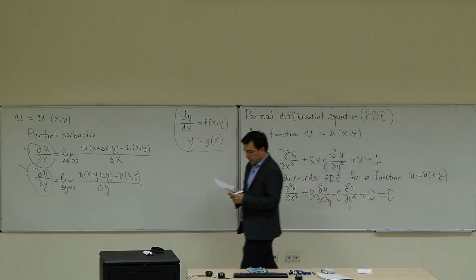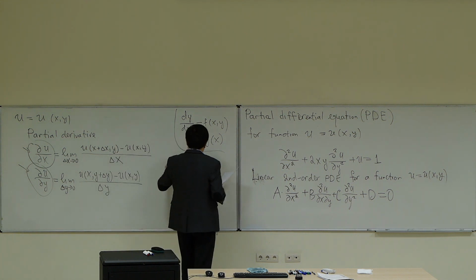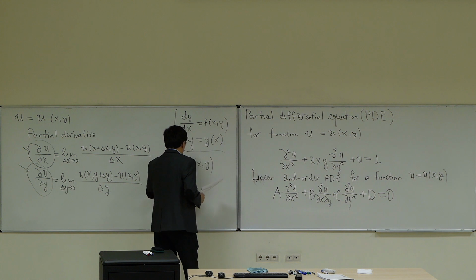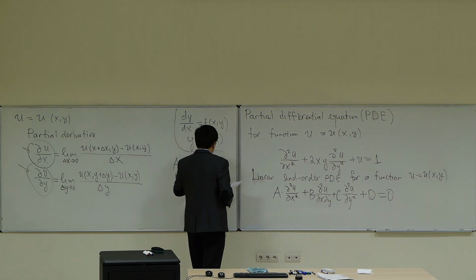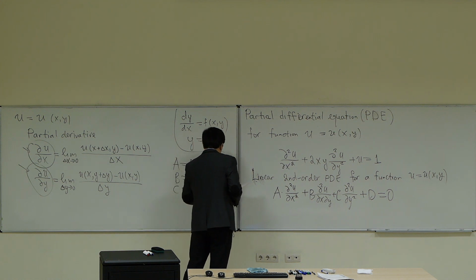Okay, this is the most general form. What are a, b, c? A is a function of x and y. So is b, some function of x and y. And c is also some function of x and y.